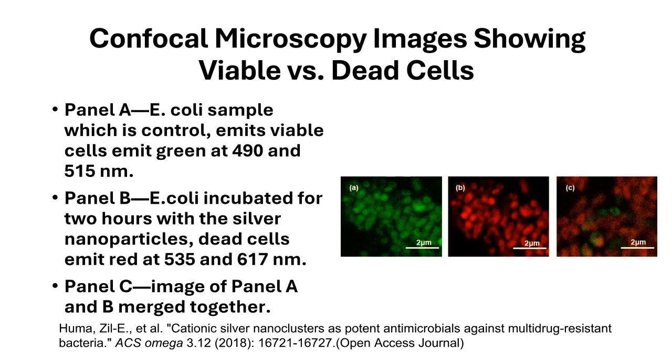Panel A shows E. coli samples in which the cells are alive and emit green in the 490 and 515 nanometers region. Panel B shows E. coli samples in which it can be seen that there are many dead cells which emit red at 535 and 617 nanometers. Panel C shows Panel A and B merged together.